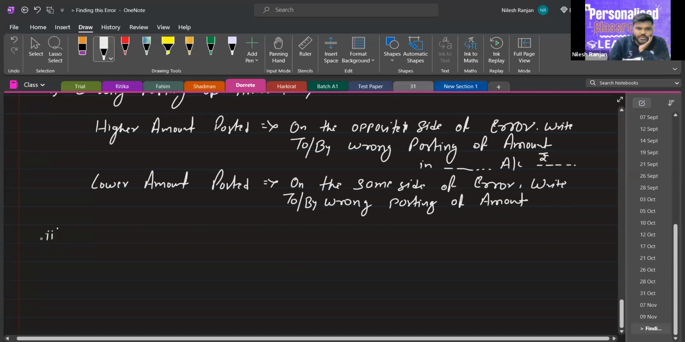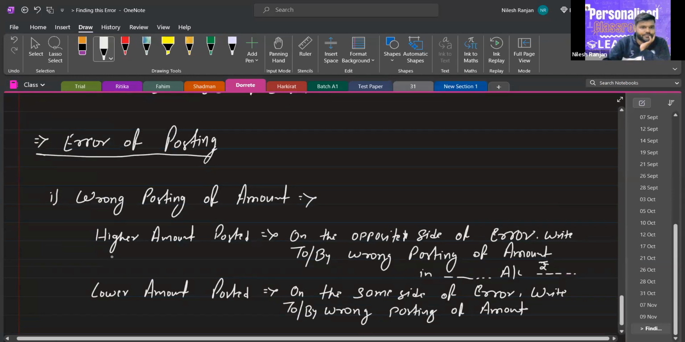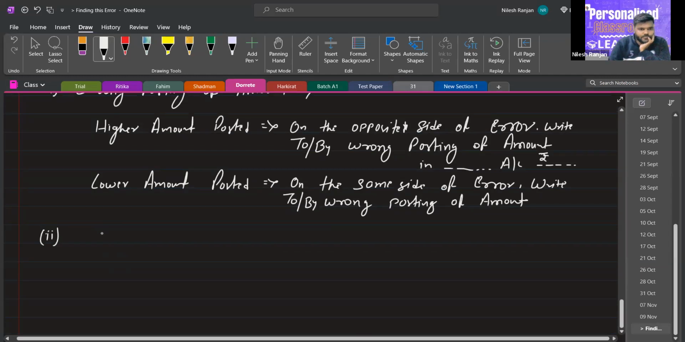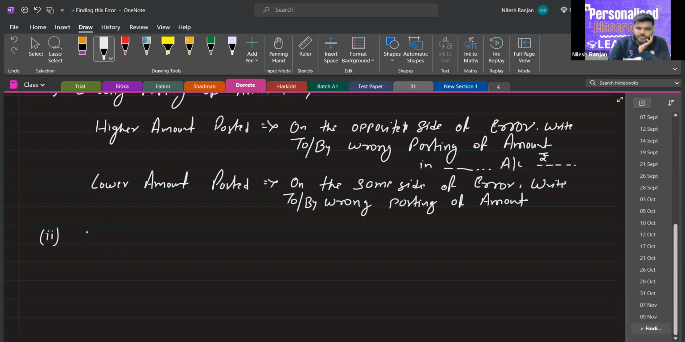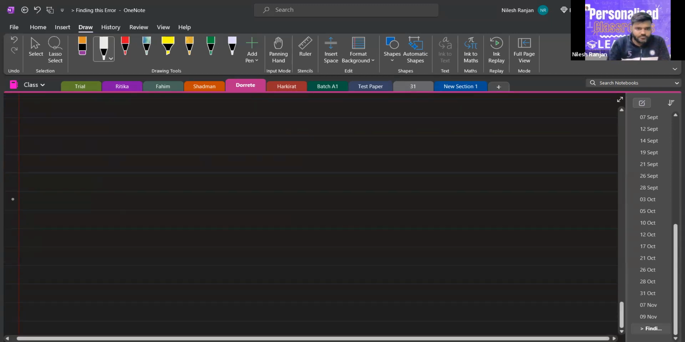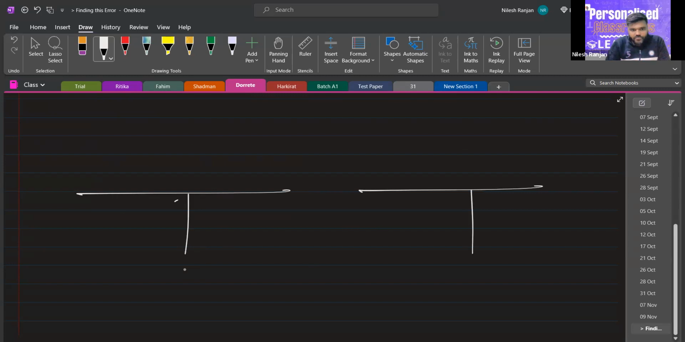Now the second type of error in posting is posting on the wrong side. Then what will we do here? If you have to write something on the debit side and you have written it on the credit side, let me give you an example for this also. I'm writing two accounts. One is correct, one is incorrect.